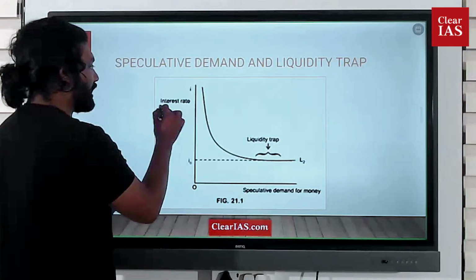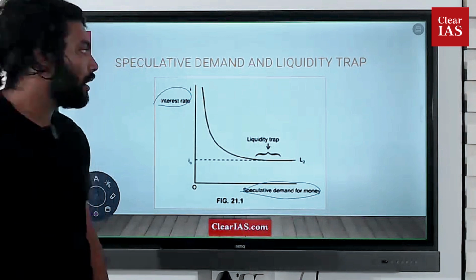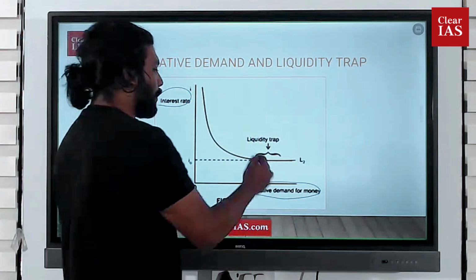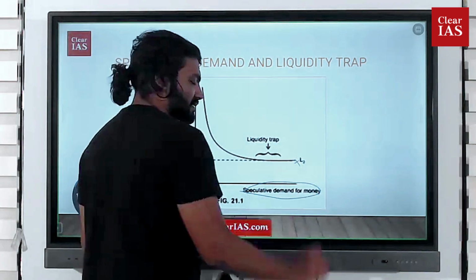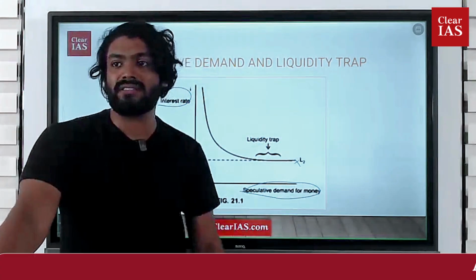So this is interest rate. There is speculative demand for money. Consider the interest rate is lowest. Keep this aside. Interest rate is lowest. It cannot decrease further.